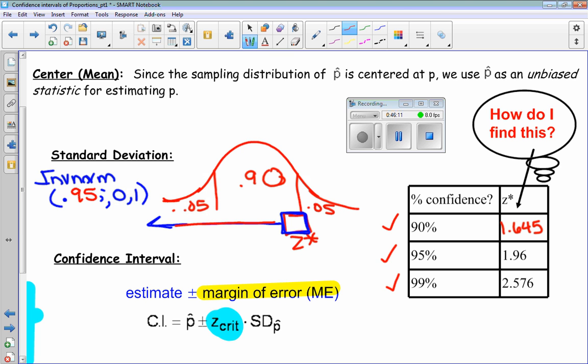And again, if you don't want to memorize those values, you can find it the same way every time. It's no big deal, because it will always be those values. Those are the z-star values, always, that are associated with this percent of confidence. That's how you find it, if you ever forget. No big thing.